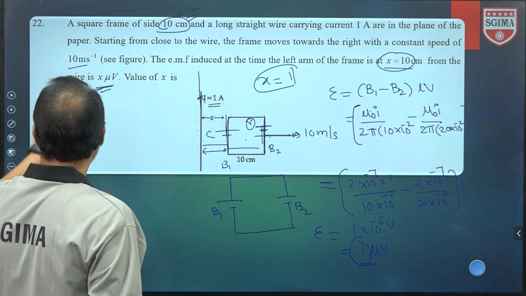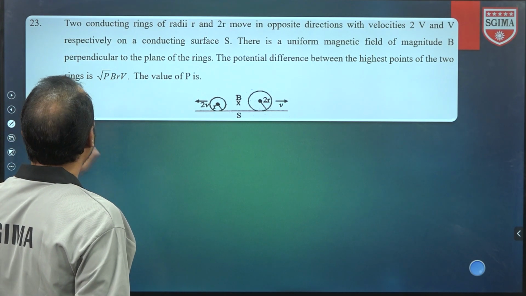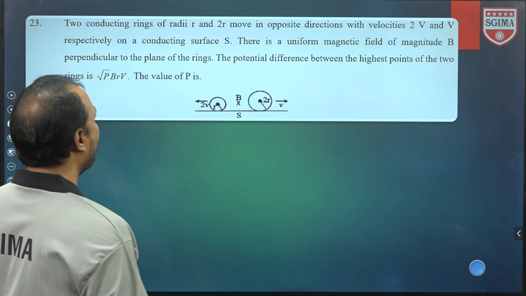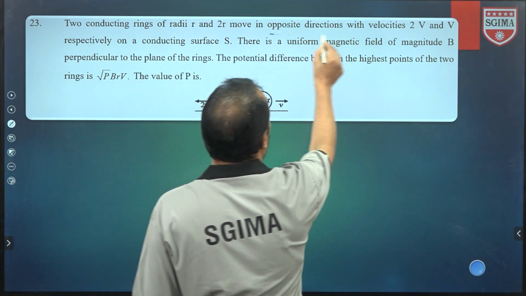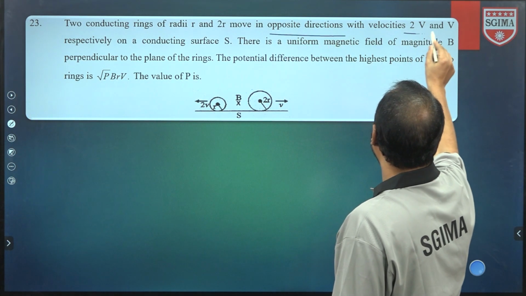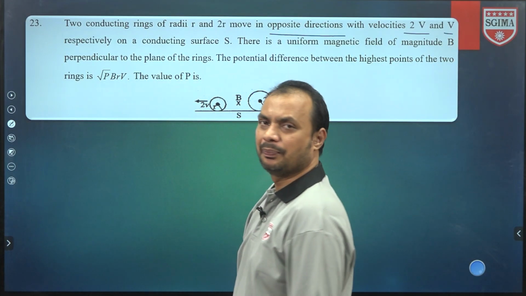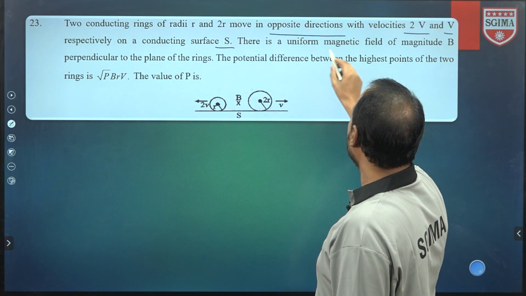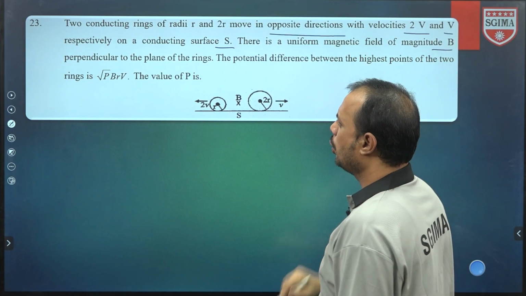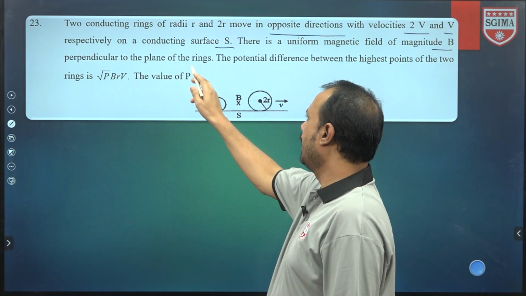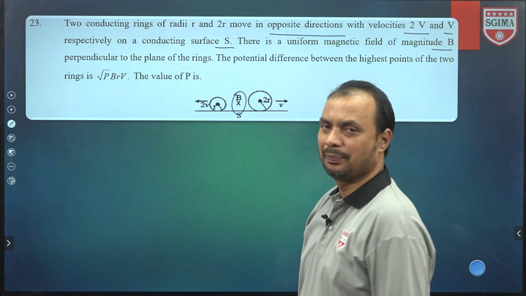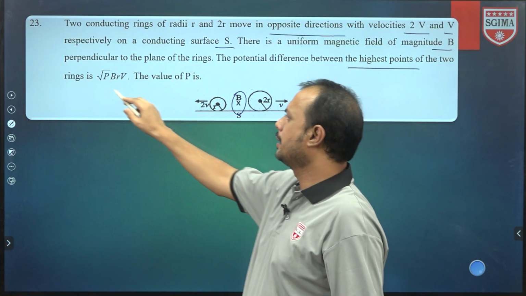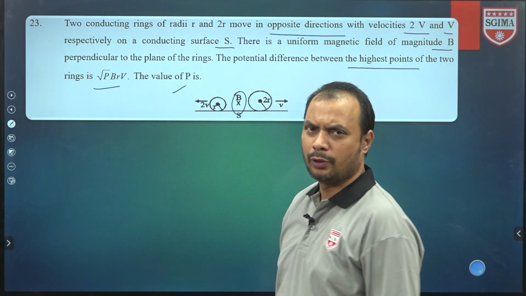Next question, 23. Two rings of radii r and 2r moving in opposite directions with velocity 2v and v respectively on a conducting surface S. There is a uniform magnetic field of magnitude B perpendicular to the plane of the rings, given already into the plane. So the potential difference between the highest points of the two rings is given. P value we need to find.